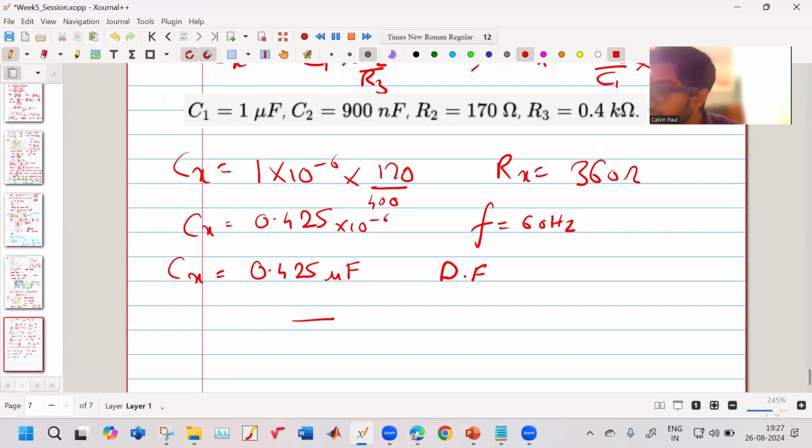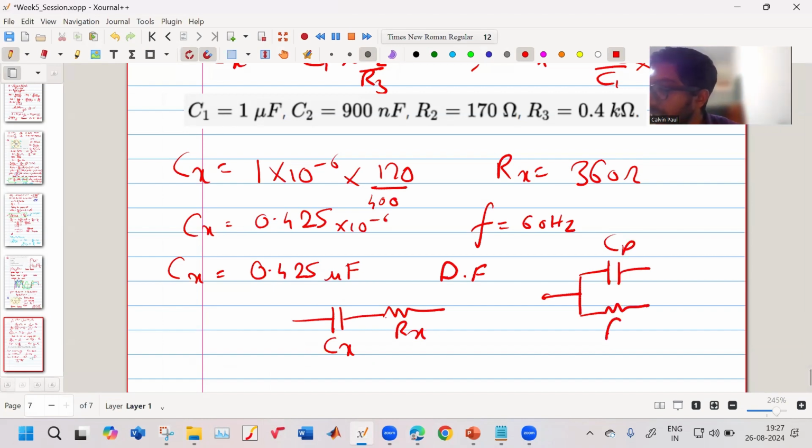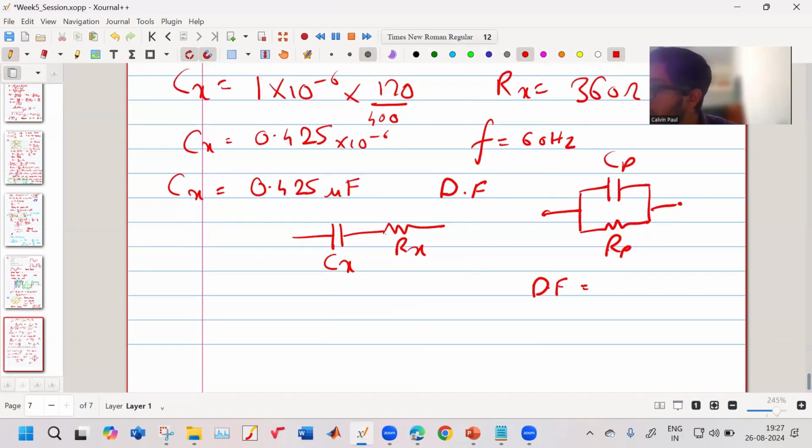So the capacitor which we have is like this, Cx, Rx. We have to find the dissipation factor. But what do we know? That if it is Cp and Rp like this, then my dissipation factor is given by 1 upon omega Cp into Rp. But if it is like this, then how do you find the dissipation factor?